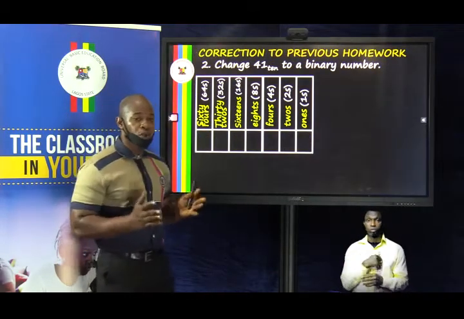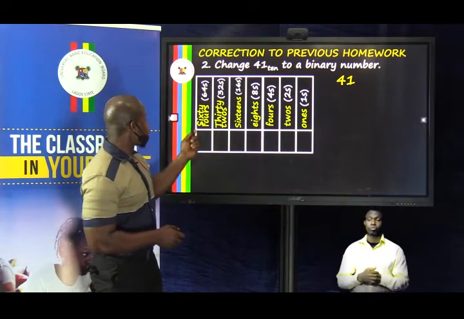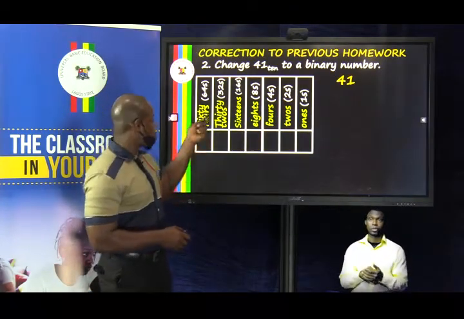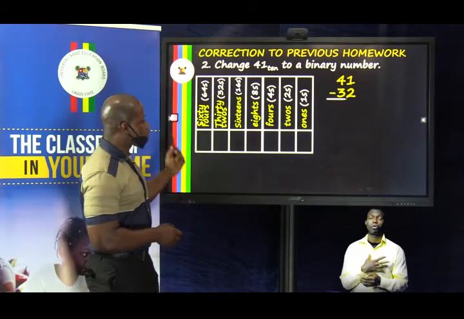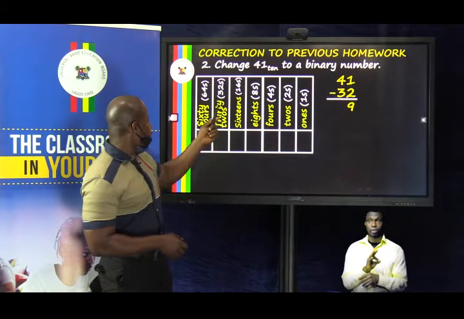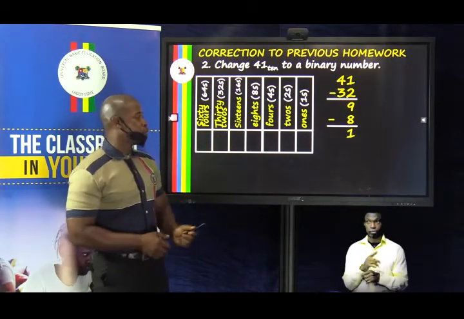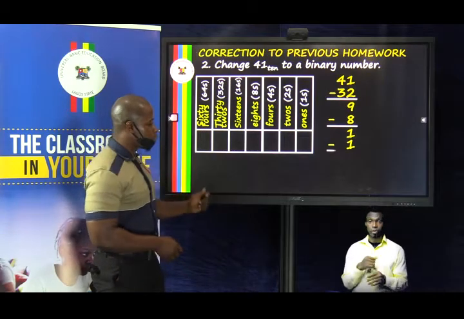This one says we should change 41 in base 10 to base 2. So we're going to subtract. 64 cannot be subtracted, so we'll subtract 32. And when we subtract 32 from 41, we get 9. Now from 9, we can subtract 8. So subtracting 8, we get 1. And then from 1, we can subtract 1, we'll get 0.